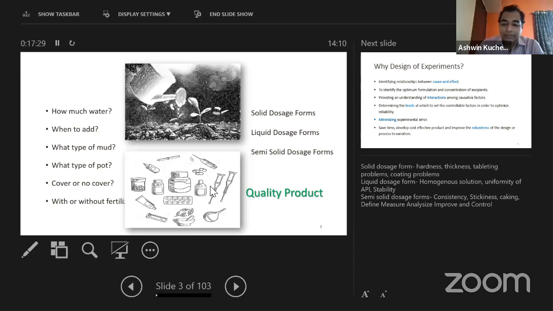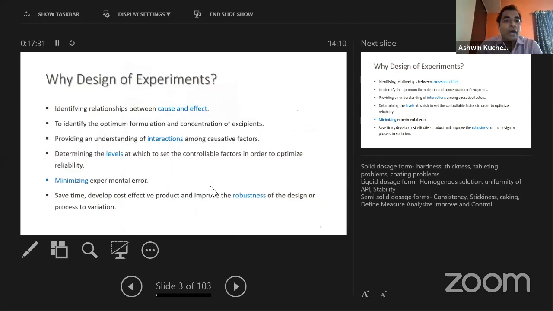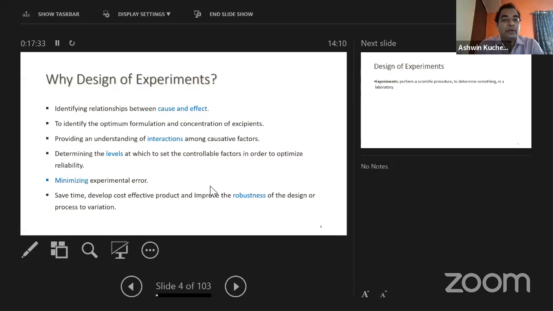Now, let us start with our actual presentation, which is why design of experiments is needed. So first of all, if you consider a dosage form you want to develop, then there are different relationships between the input factors and the process and the formulation factors. So the first thing is identifying the relationship between cause and effects. What will be the compatibility within the input factors? What will be the relationship between cause and effect? What will be the relationship between the input and output?